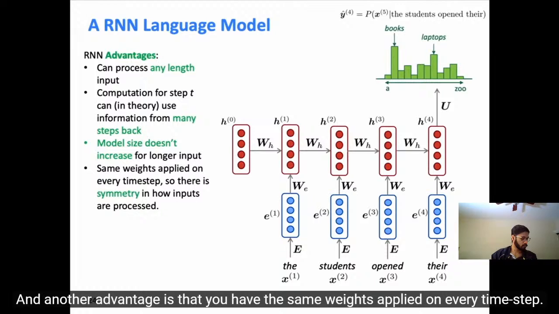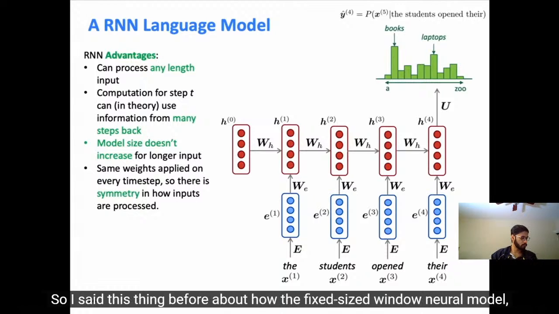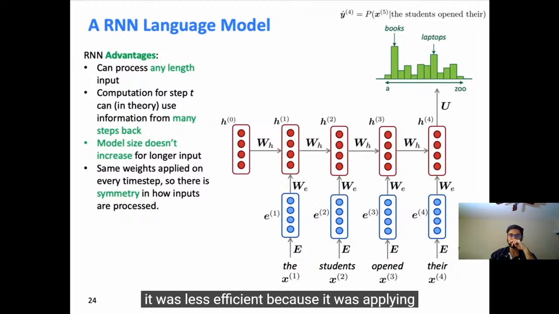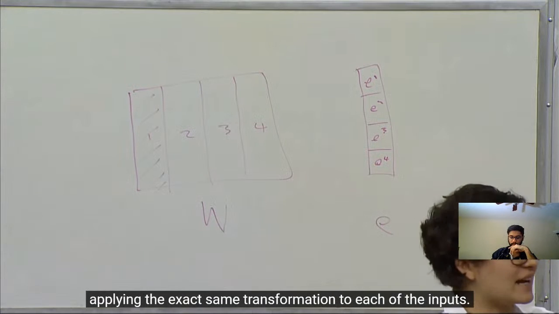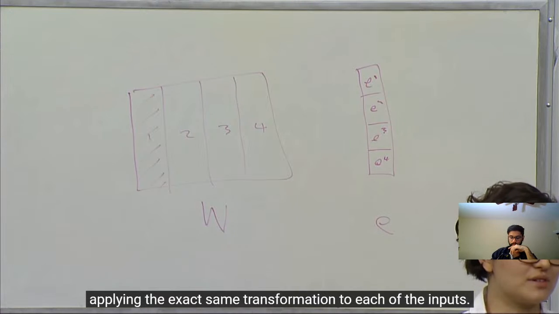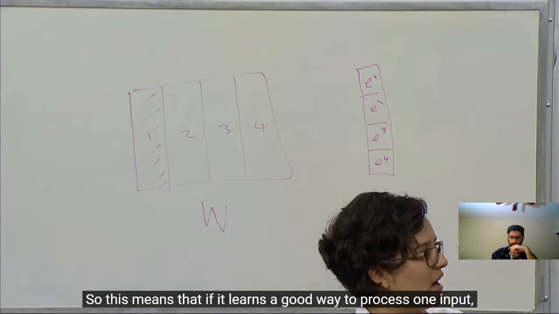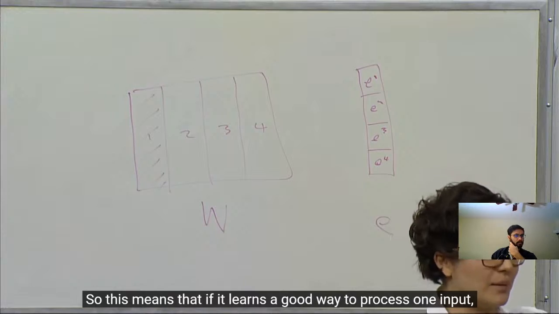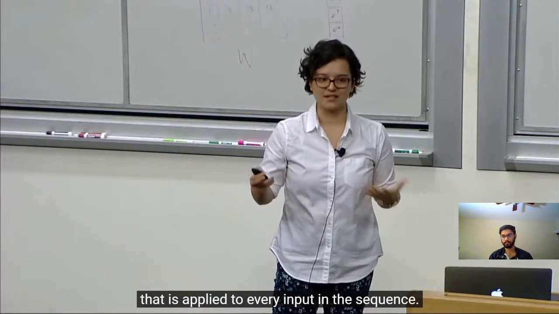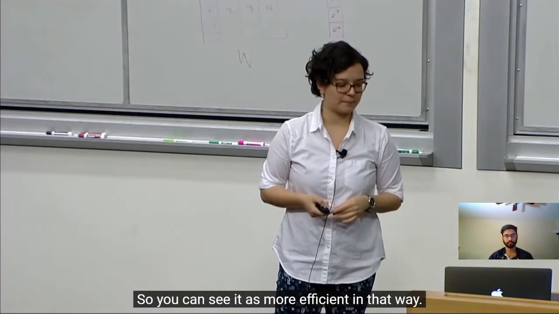And another advantage is that you have the same weights applied on every time step. I said this thing before about how the fixed-sized window neural model was less efficient because it was applying different weights of the weight matrix to the different words in the window. The advantage of this RNN is that it's applying the exact same transformation to each of the inputs. So if it learns a good way to process one input, that is applied to every input in the sequence. So you could see it as more efficient in that way.